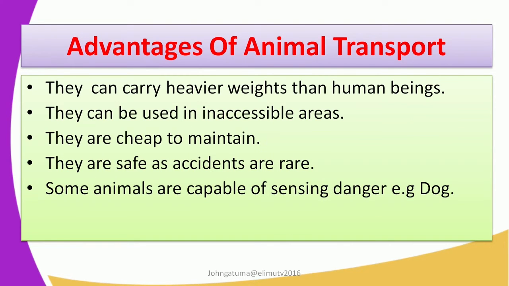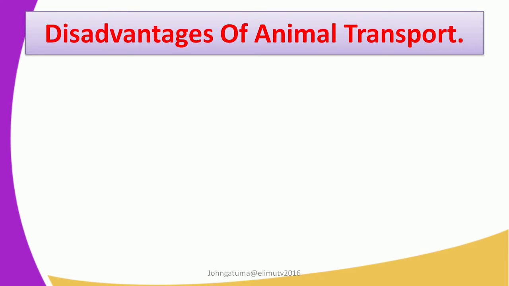And next, that is five. Some animals are capable of sensing danger. Remember, a good example is the dogs. The dogs can sense the danger, and therefore when there is danger coming, they can help.